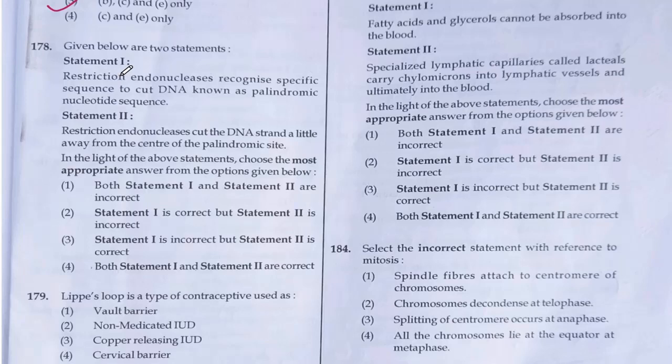Coming to question number 178. Okay. So statement 1: restriction endonucleases recognize a specific sequence to cut DNA, known as a palindromic sequence. So this is correct. And statement 2: restriction endonuclease, RE, cuts the DNA strands a little away from the center of the palindromic sequence. So this one is also correct. So both statements 1 and 2 are correct.